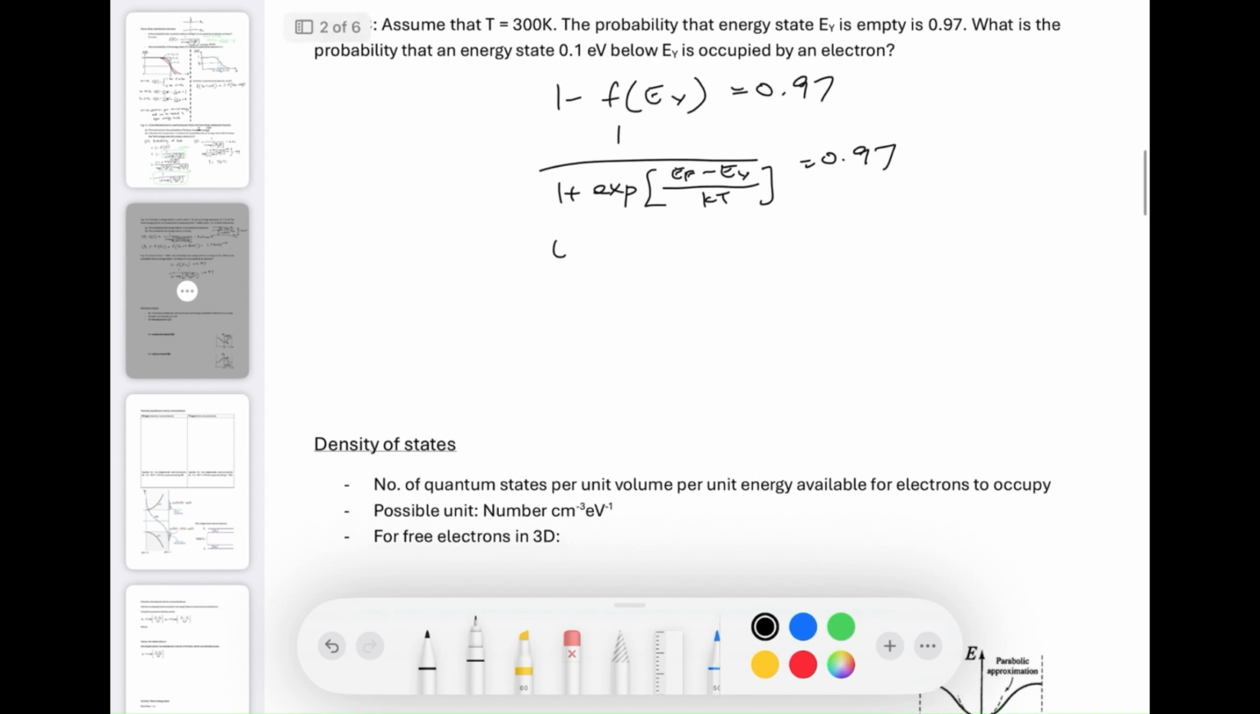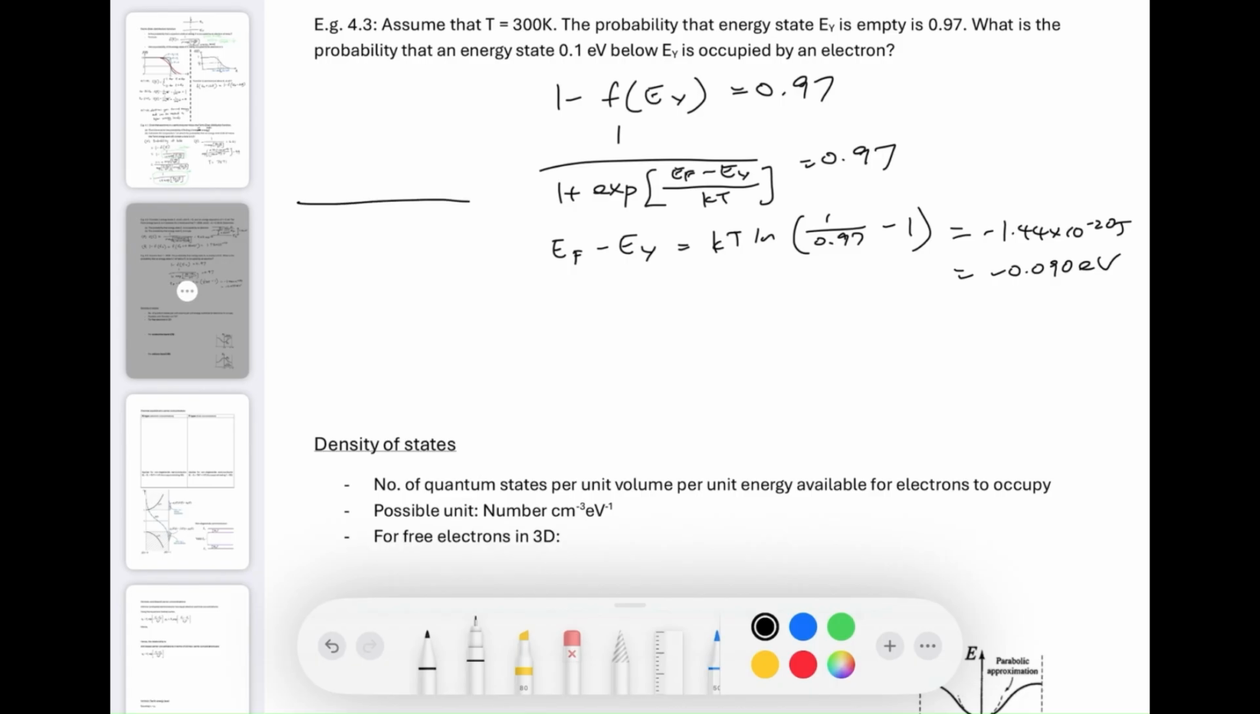Okay, so now we have EF minus EY is equal to KT ln 1 over 0.97. I'm skipping a few steps here, but this is just math. Okay, so let's draw the energy band diagram. Here's EY, here's EF, and their separation is negative 0.090. The fact that EF minus EY is negative means that EF is below EY. That's why it looks like this.